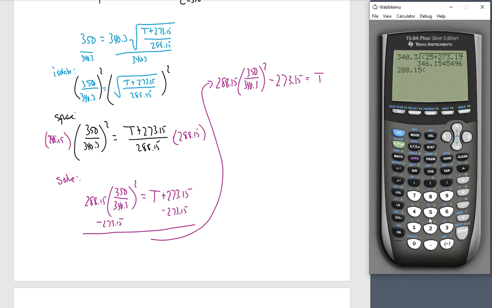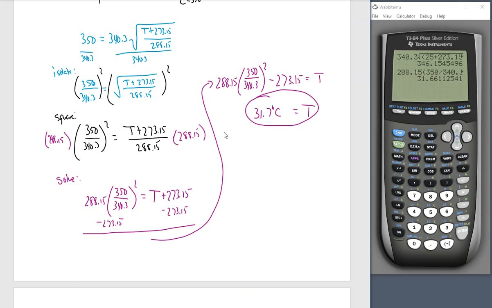288.15 parentheses, 350 divided by 340.3, close the parentheses, squared, minus 273.15, and we get a temperature of 31.7 degrees Celsius.